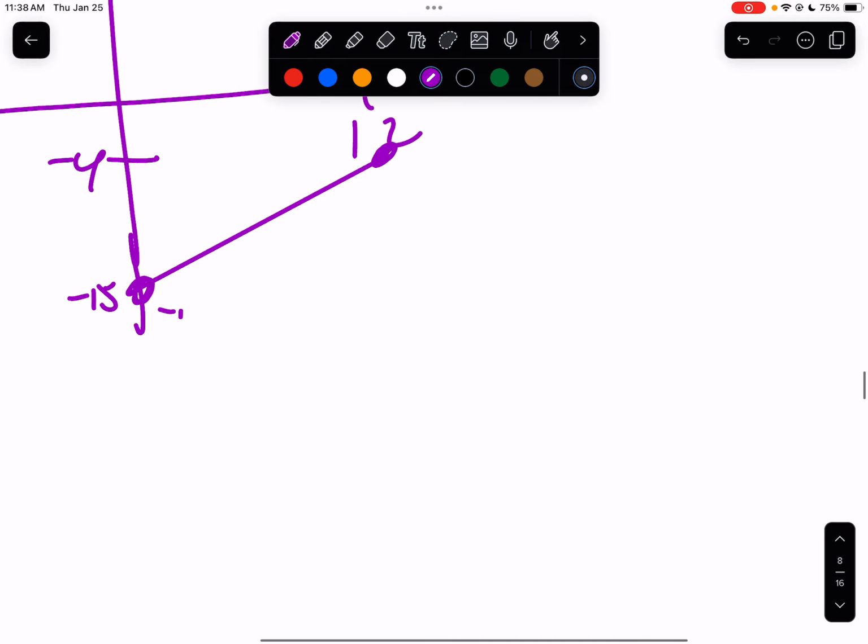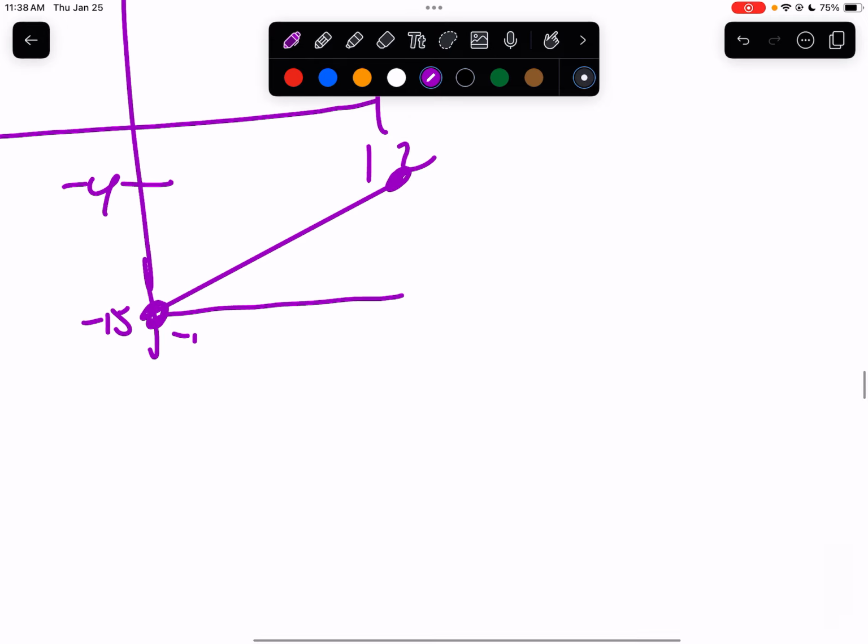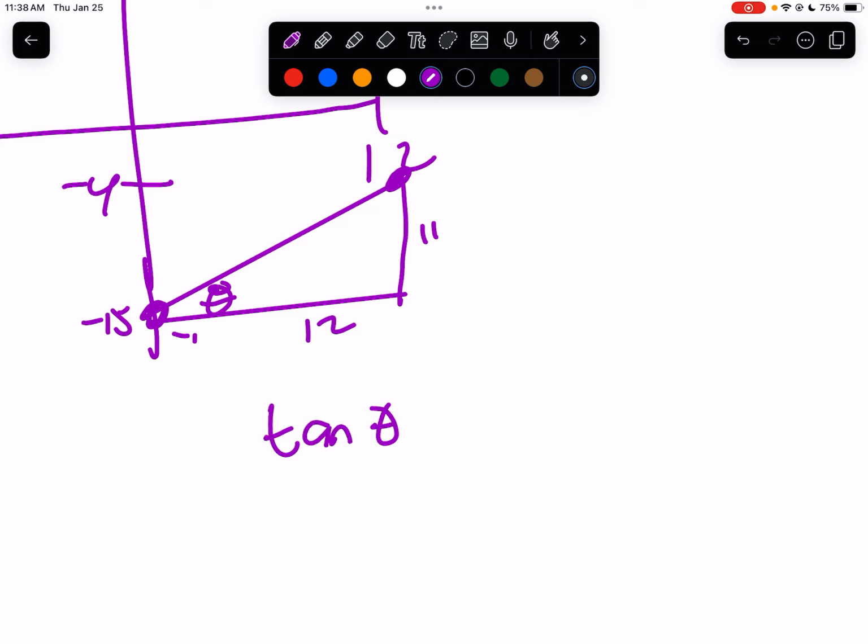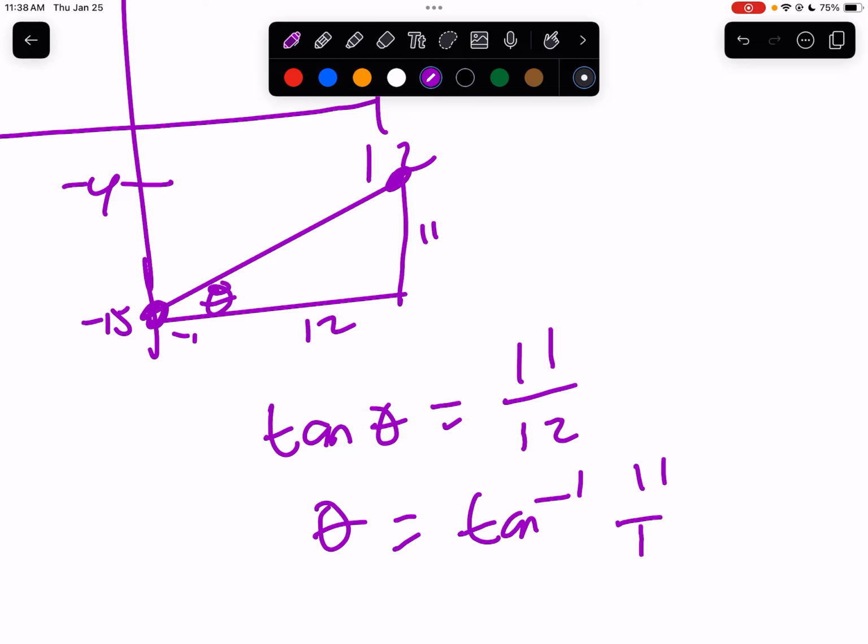Well, you can make a right triangle out of that, where it's up 11, right 12. So this is like an angle of elevation. That means that the tangent of theta equals opposite over adjacent. That is going to be inverse tangent 11 over 12.